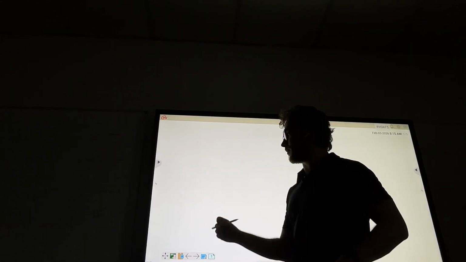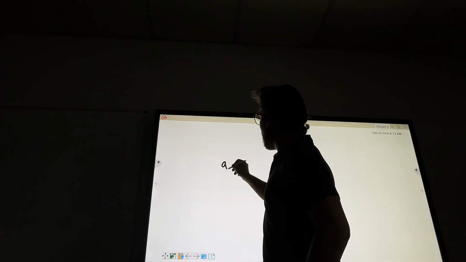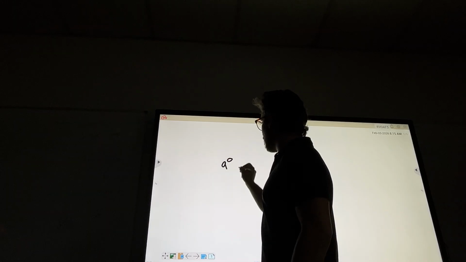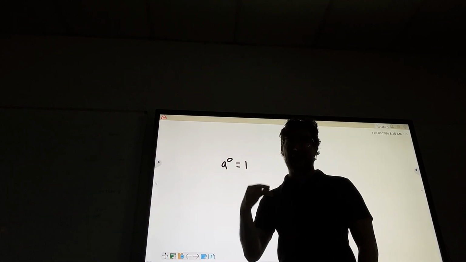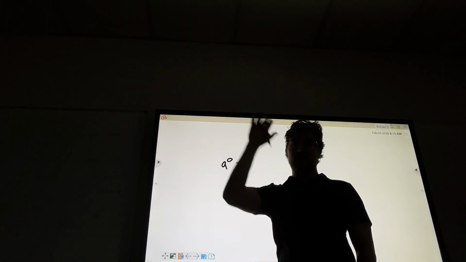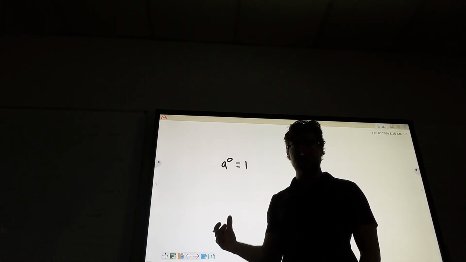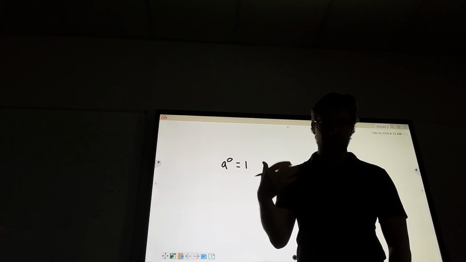Our last big point is that anything to the power of 0 will equal 1. That is why if we have a to the power of 3 divided by a to the power of 3, that will cancel out.